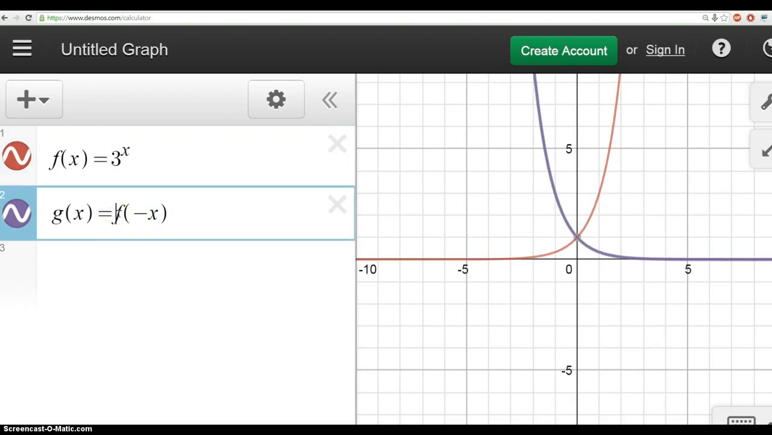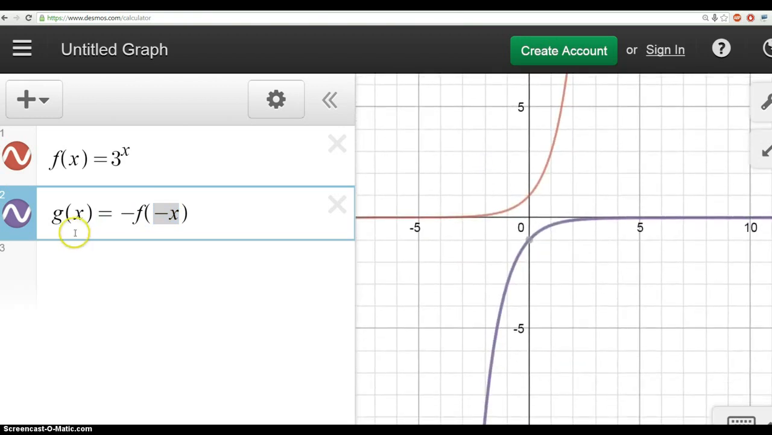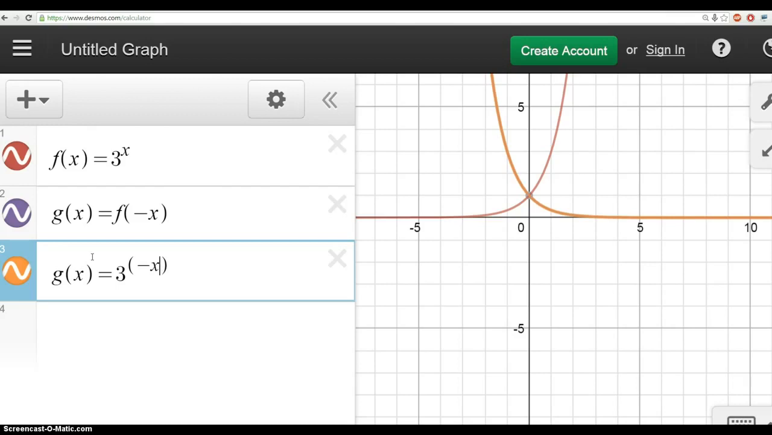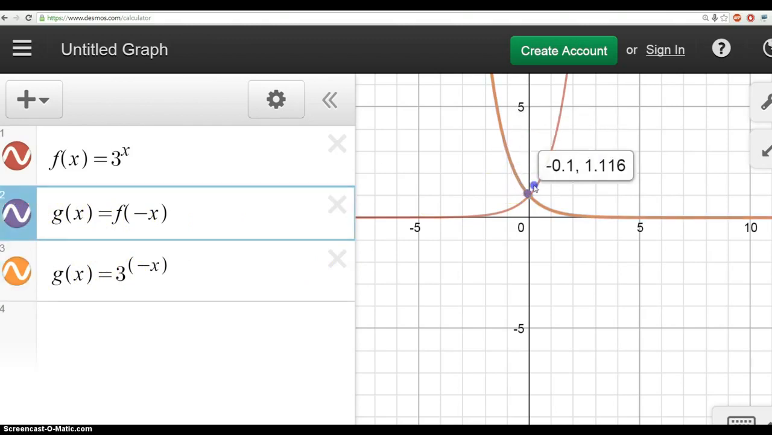Last time the f was on the outside, with a negative, which would make it upside down. And look at this cool one. If you make them both, the horizontal translation and the vertical translation, you'd have double translations here. But for this one, here's that one. And let me put the other one, what we had originally. So g of x equals 3 to the power, I'm going to put in parentheses, negative x. So you see my orange one, it's the old one, and the purple one is underneath the orange one. It's underneath here.